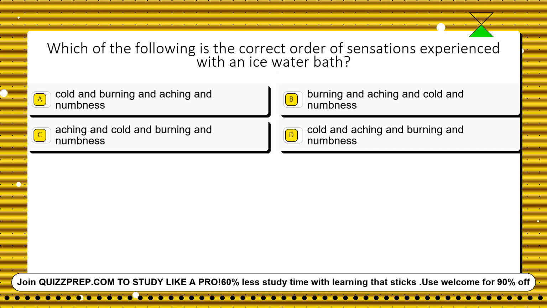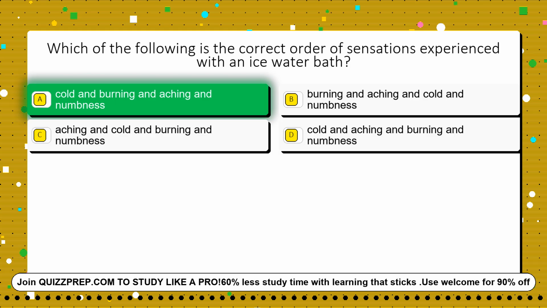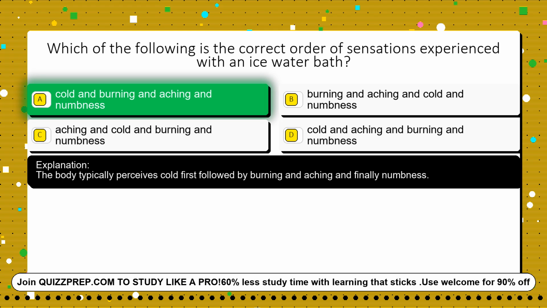Question 85. Which of the following is the correct order of sensations experienced with an ice water bath? Option A, cold and burning and aching and numbness. Option B, burning and aching and cold and numbness. Option C, aching and cold and burning and numbness. Option D, cold and aching and burning and numbness. The correct answer is option A, cold and burning and aching and numbness. The body typically perceives cold first, followed by burning and aching, and finally numbness.